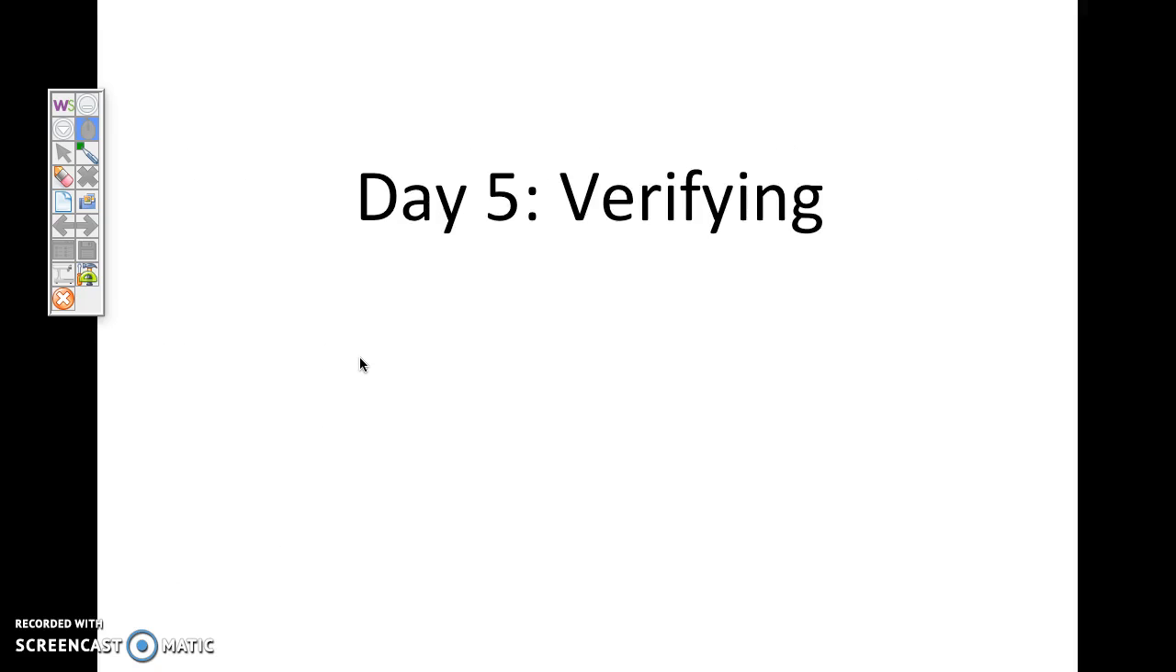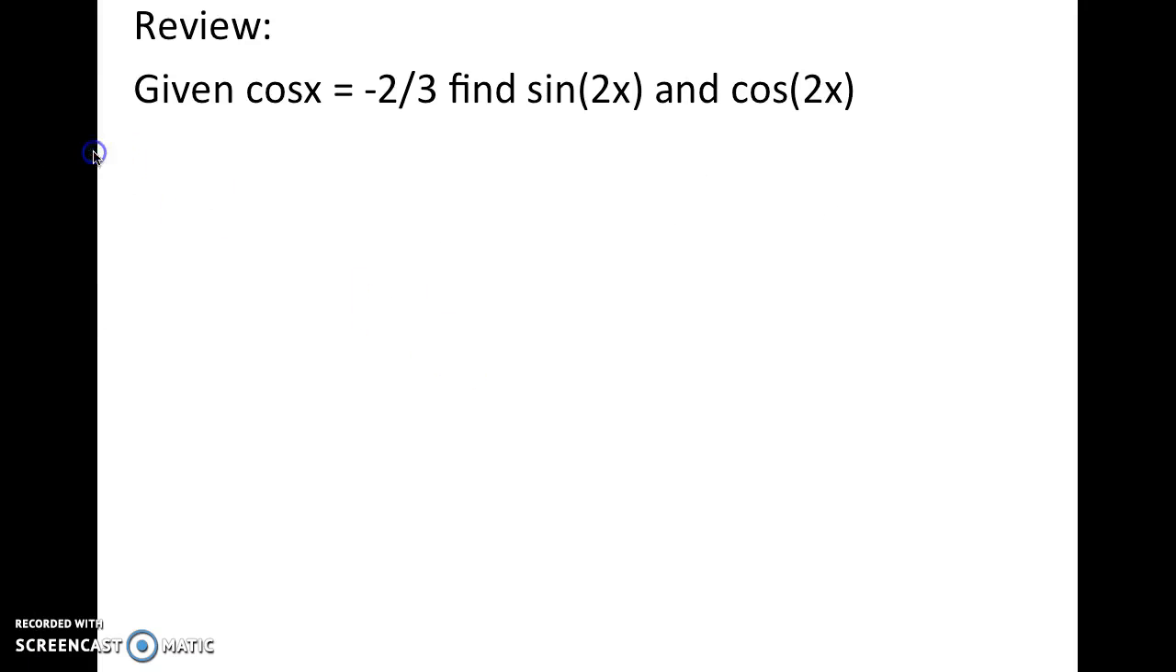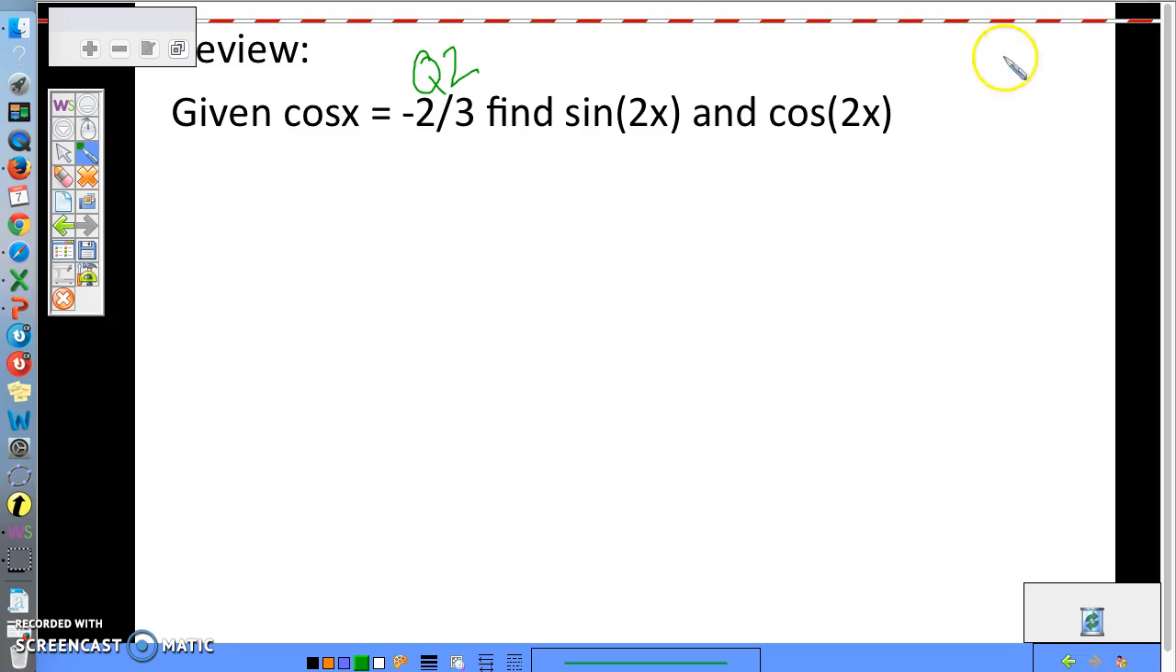Today we're going to be taking a look at day 5, so let's see if we can get there. Alright, so day 5 we're going to talk about verifying, and today's kind of like a puzzle. First we're going to see if you remember this from before, and we'll say that it's in quadrant 2. Now let's mix it up. Let's say it's in quadrant 3. So we have our triangle in quadrant 3, negative 2/3.